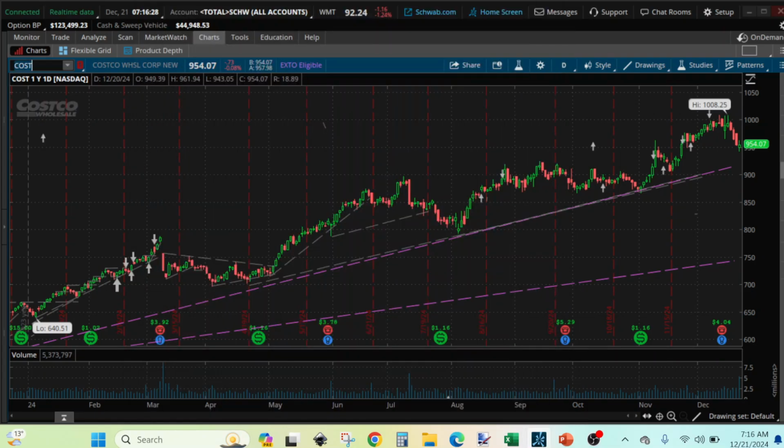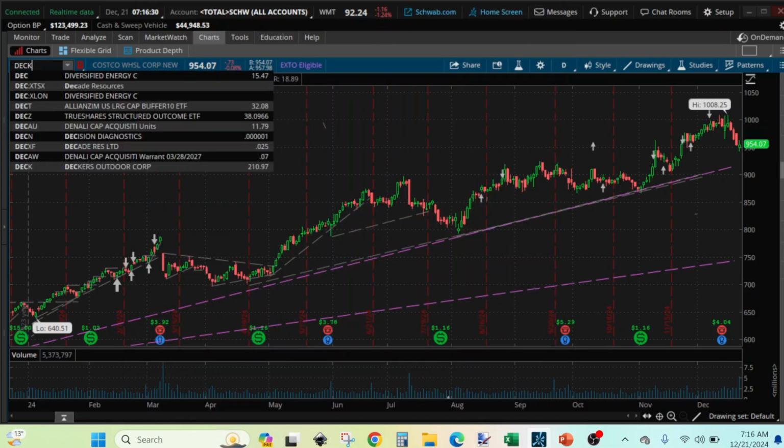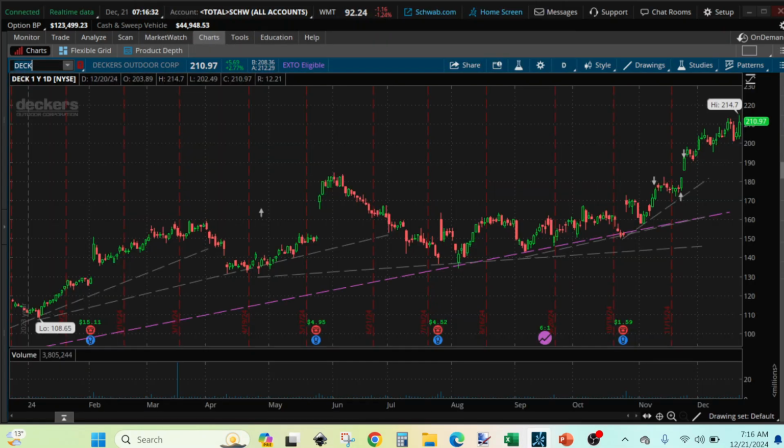DECK. So DECK, that is where we like to buy, but you can see that we could easily short trend line trade it successfully here. We just chose not to.